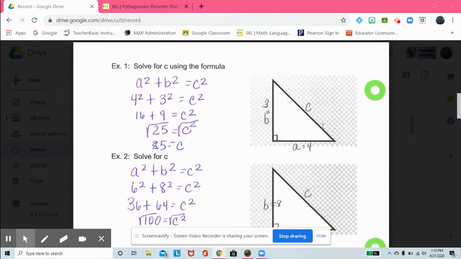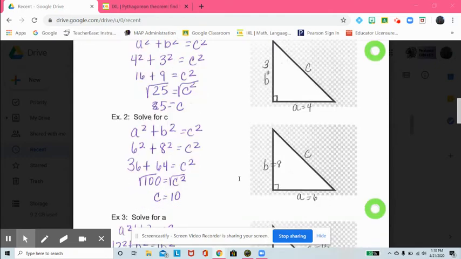Like always, Mrs. Harvey would like you to write on a piece of paper, a squared plus b squared equals c squared. Now, I know you're at home. If you just write 4 squared plus 3 squared equals c squared, that's fine, because you're just going to be typing the answers into IXL. But then you put 4 squared is 4 times 4 is 16. 3 squared is 3 times 3, which is 9, equals c squared. Then you get 25 equals c squared. Then you take the square root and your hypotenuse would be 5.